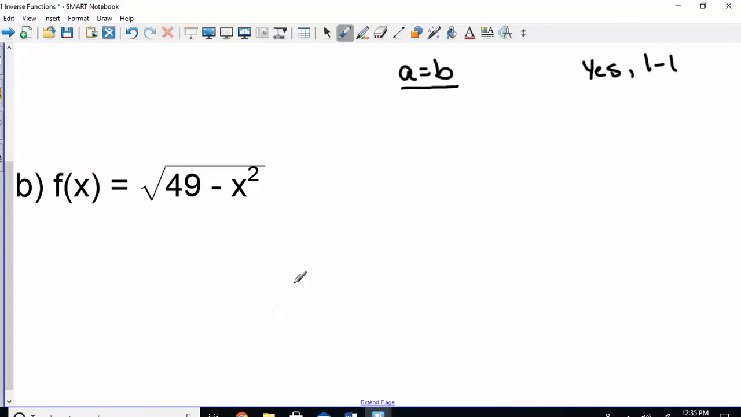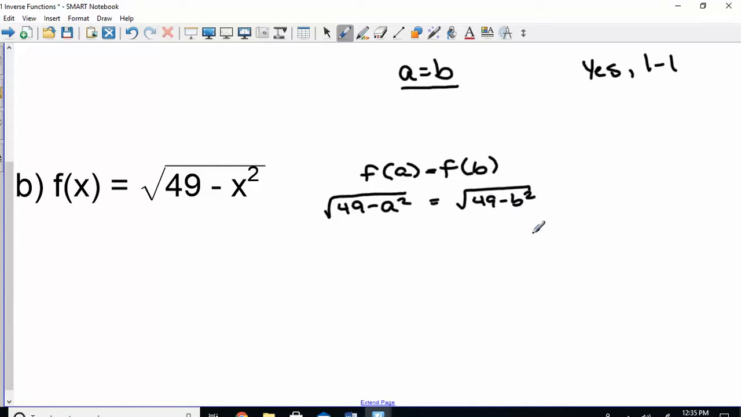So, another one. I want to start out assuming we get the same y value, F of A equals F of B. If you plug an A in, you get the square root of 49 minus A squared. If you plug a B in, you get the square root of 49 minus B squared. If you want to solve for A, what would you do? Square. So the square root and the square cancel.